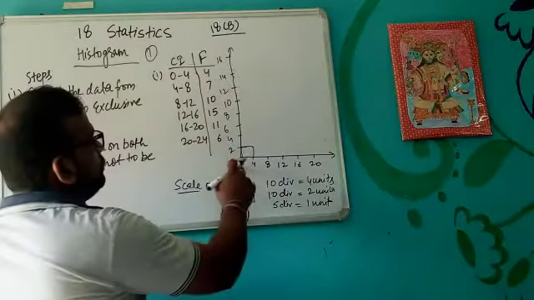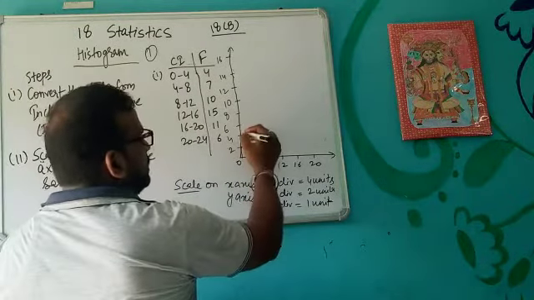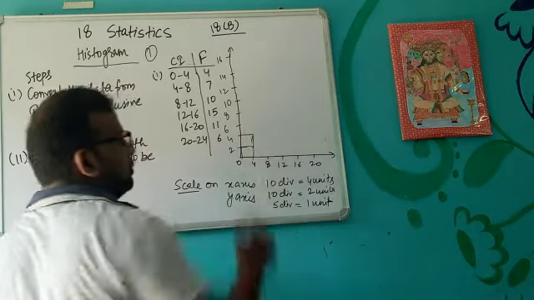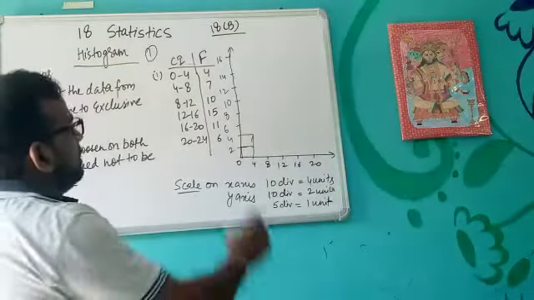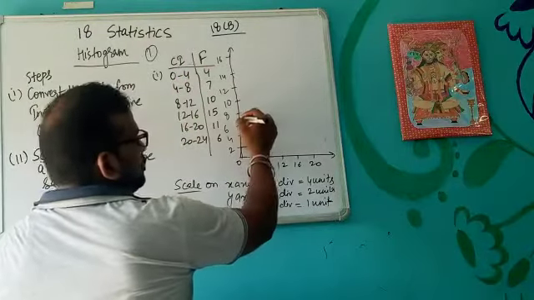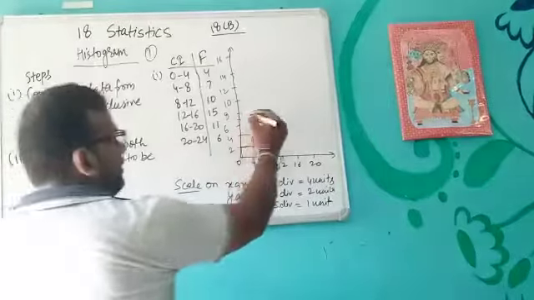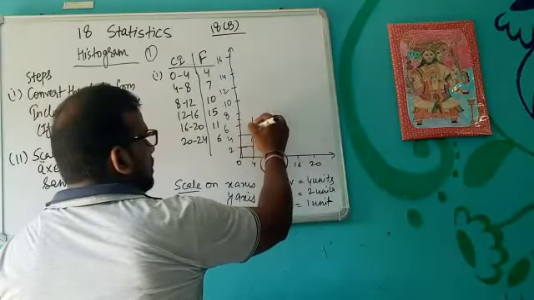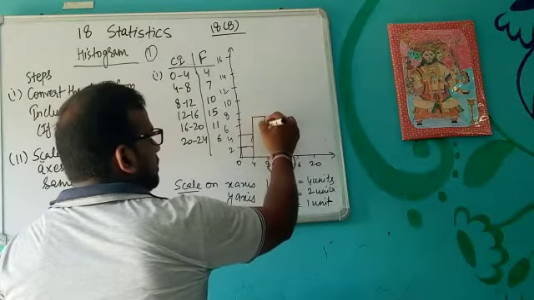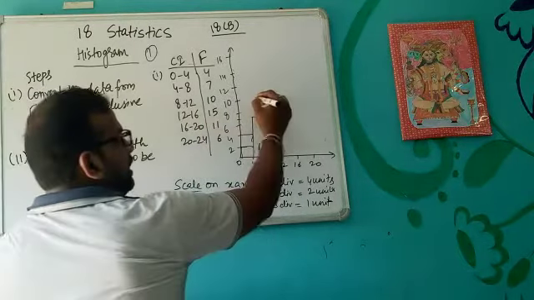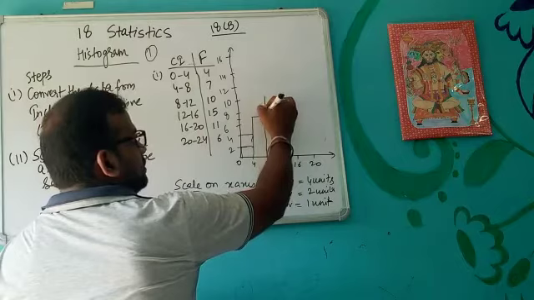So from 0 to 4, the frequency is 4. So this is 0 to 4. Okay. Then 4 to 8 is 7. So 7 will lie exactly midway between 6 and 8. This will be 7. So like this it will go. Then 8 to 12 is 10. So 10 is this.